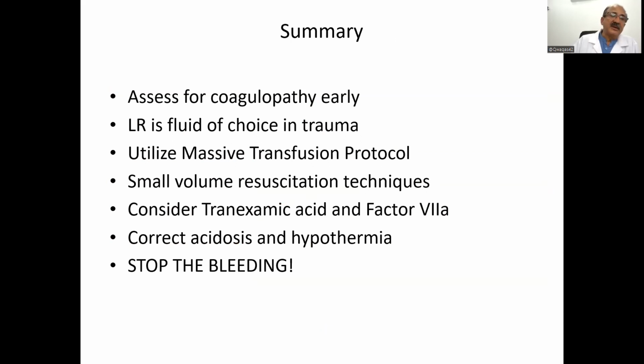Finally, what we have to do is assess for coagulopathy very early. The key point: Ringer lactate is the fluid of choice, but you have to restrict where you have to restrict, as already mentioned. And don't hesitate, go for the massive transfusion protocol. Small volume resuscitation technique is also advisable. We can prevent the coagulation disorders. Consider tranexamic acid and factor 7A, correct acidosis and hypothermia. And the ultimate aim is to stop the bleeding.